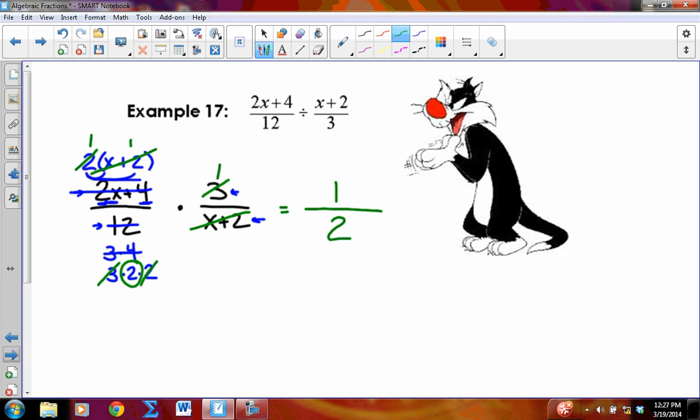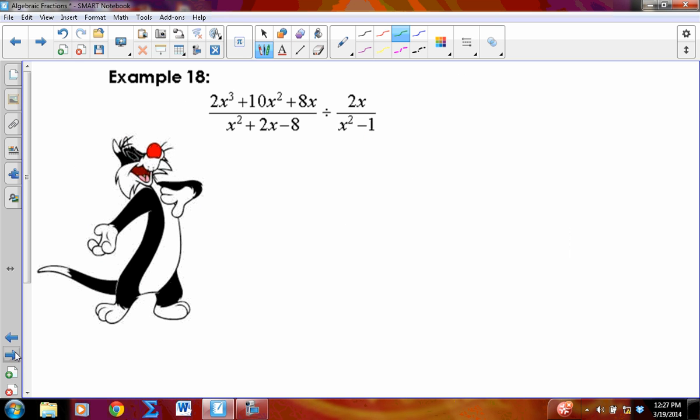Isn't that beautiful? We have this algebraic division problem with algebraic fractions, and the answer comes out to be a little sweet 1/2. It doesn't get much better than this. Okay, last example. We're going to copy that monster, that first fraction, over: 2x cubed plus 10x squared plus 8x over x squared plus 2x minus 8.